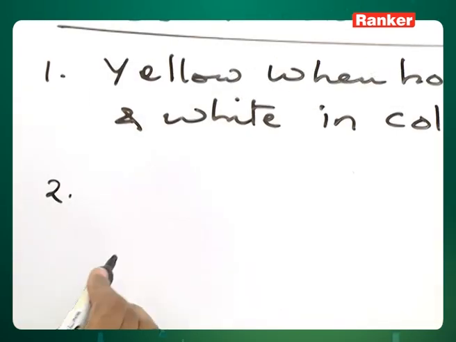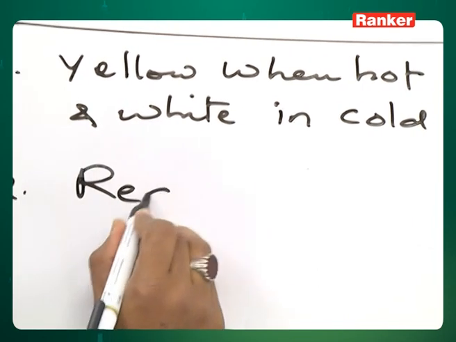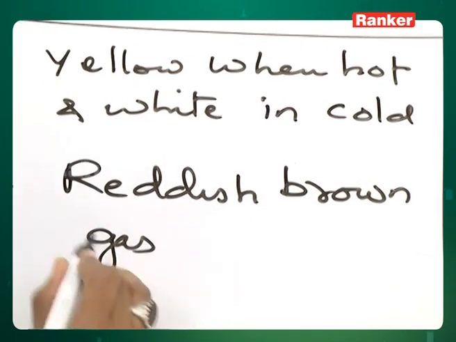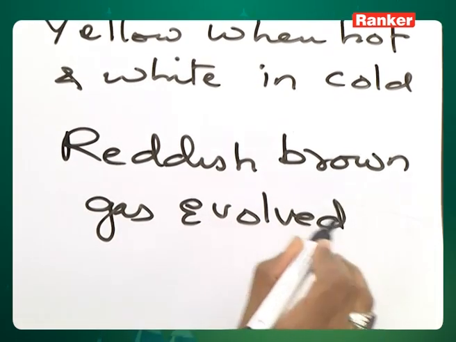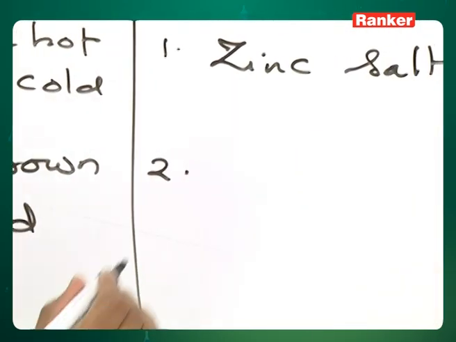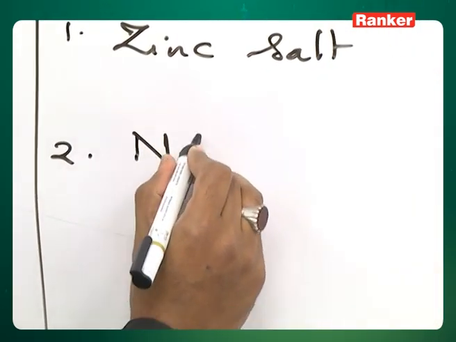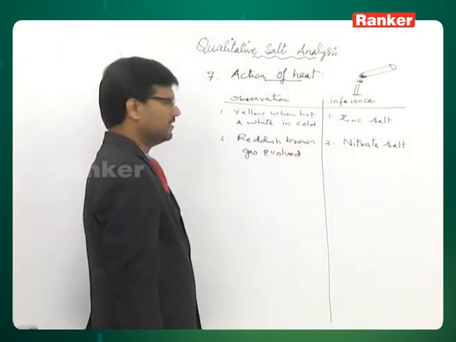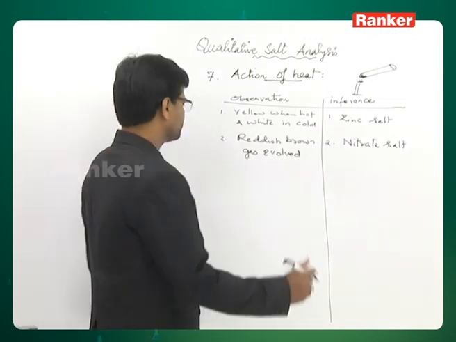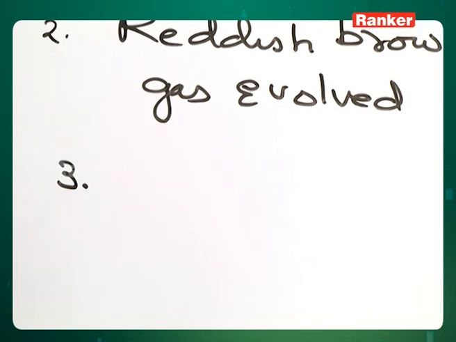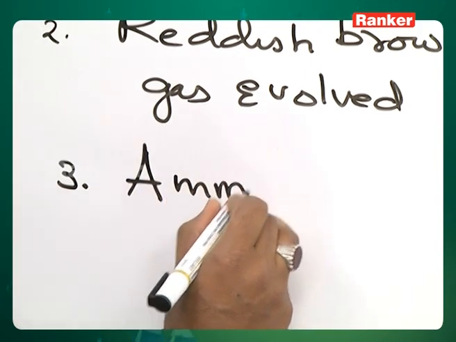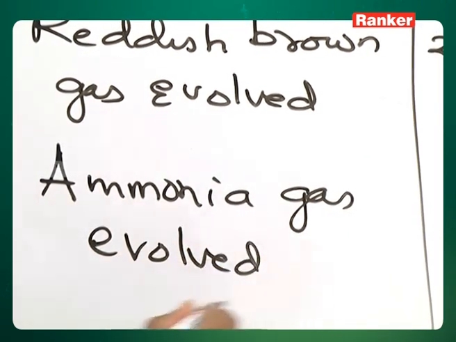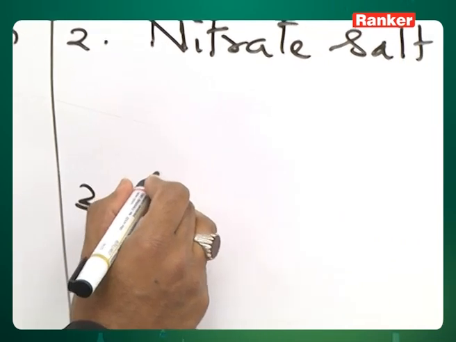Number 2. Reddish brown gas evolved. The inference for this is nitrate salt, and the gas is NO2. Number 3. Ammonia gas evolved. If ammonia gas is evolved, then it must be an ammonium salt.